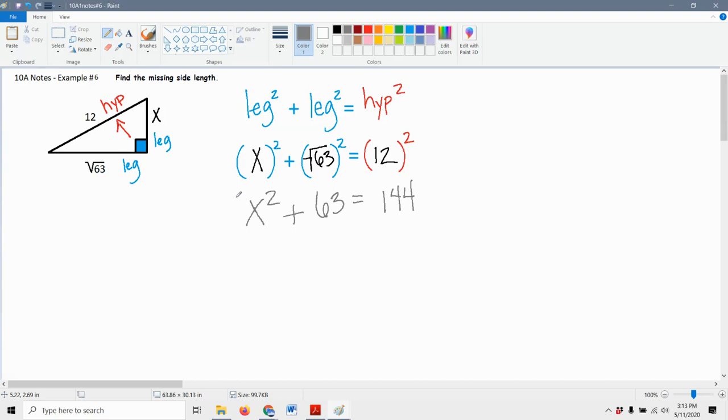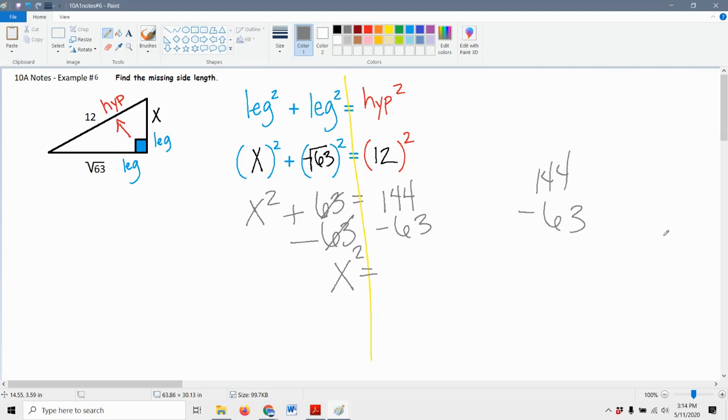Now we want to get x by itself. So we have to do the opposite of what's being done to it. So we'll subtract 63, always from both sides. 63 minus 63 is just going to be 0. So we'll have x squared on the left equals, and then what's 144 minus 63?